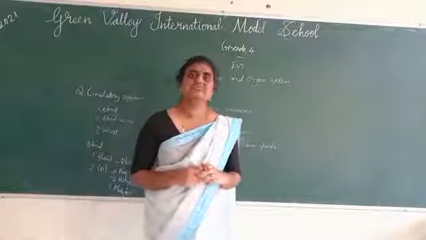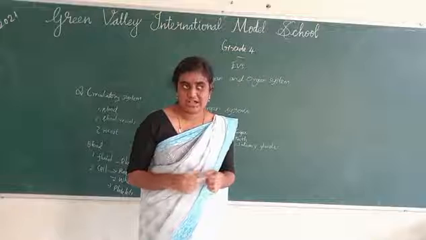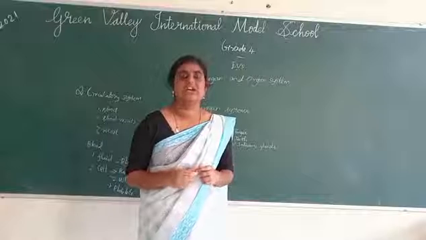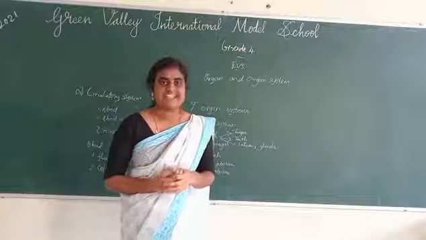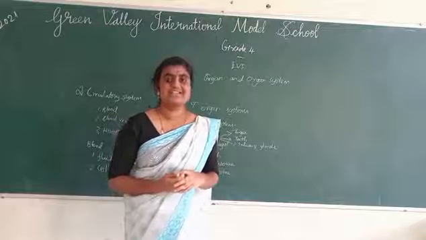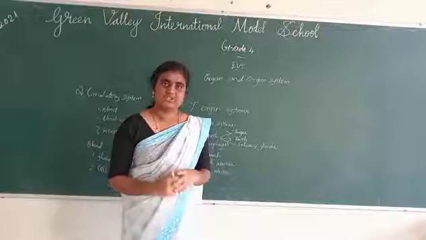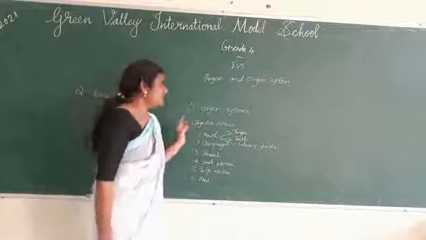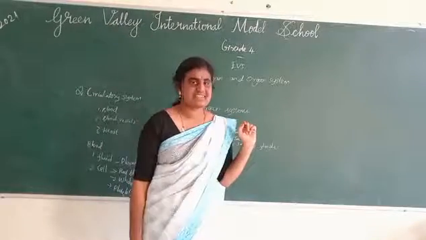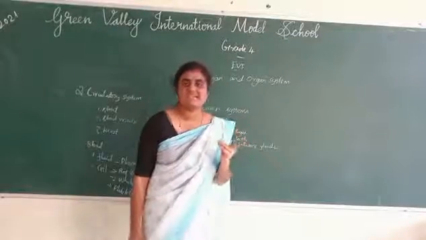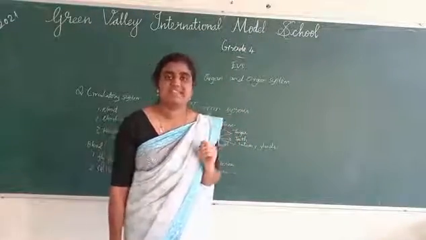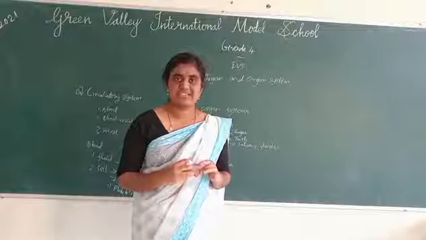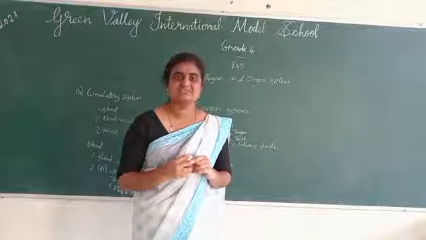The nervous system controls our body parts by receiving and sending signals throughout our body. Okay, children. So the seven organ systems of our body are the digestive system, circulatory system, respiratory system, excretory system, skeletal system, muscular system, and nervous system.